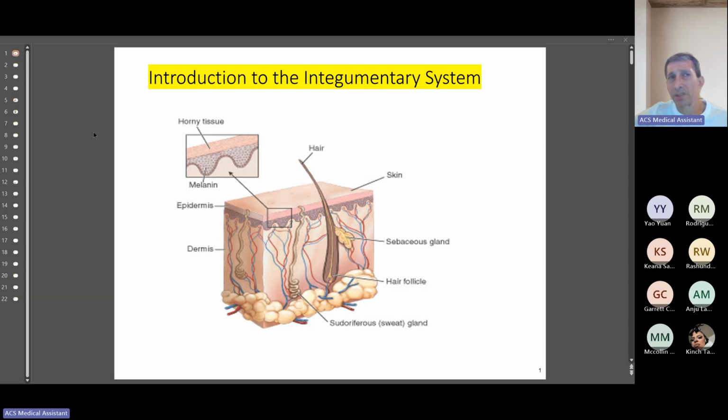Probably some nerves, some blood vessels, not much about that, but mostly it's going to be related to the skin, because the blood vessels will be related to the cardiovascular system.